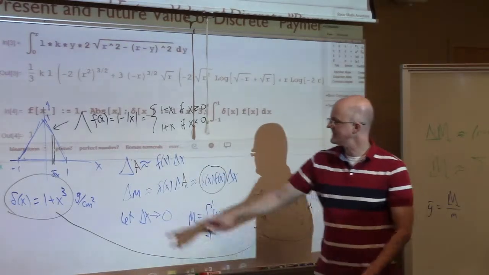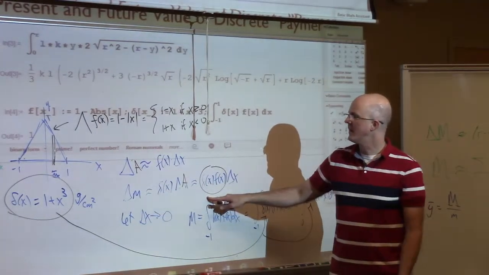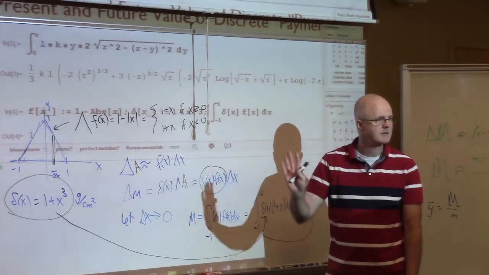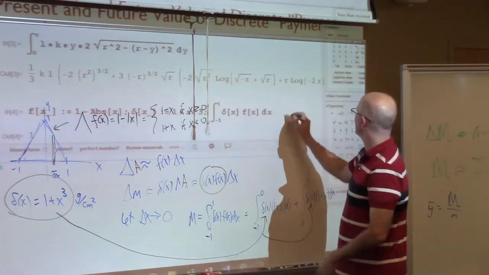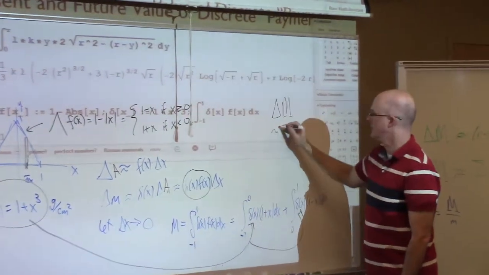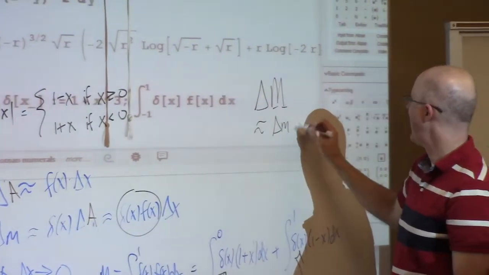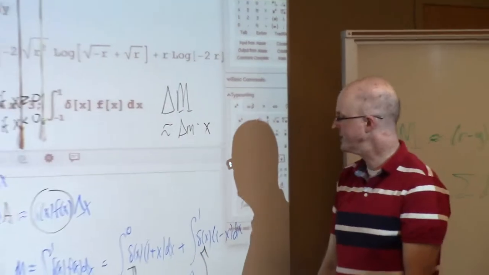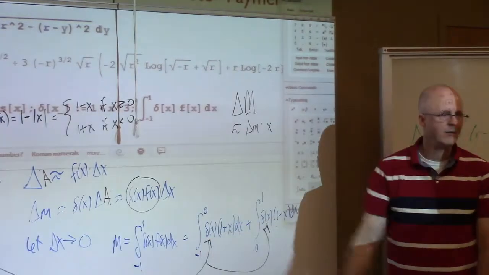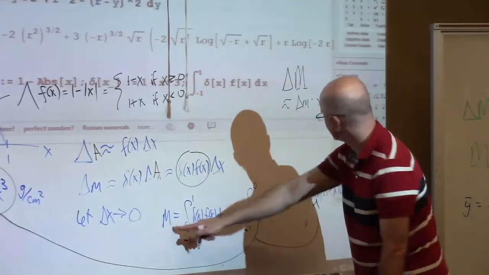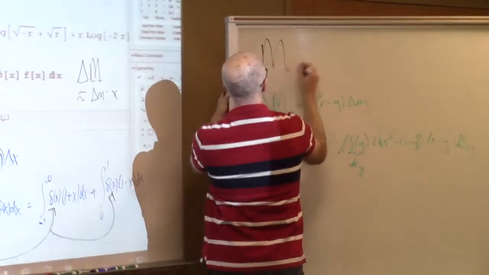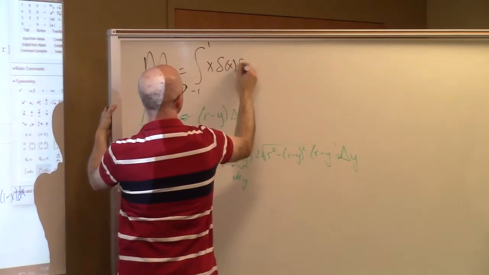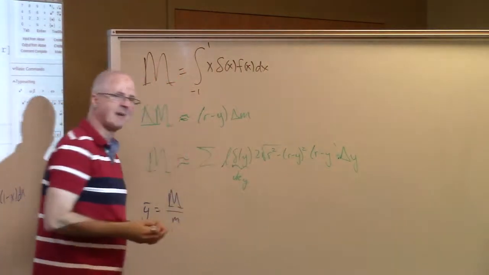For the thin vertical slice, there's the approximate mass multiplied by x to get the approximate moment with respect to the y-axis. The approximate moment, use capital M, should be the mass times x. So ultimately, it should be the same integral with an extra factor of x. This was the mass there, that's a little m. Capital M should be the integral from -1 to 1 of x times delta of x times f of x. And I'm guessing that's a positive number.